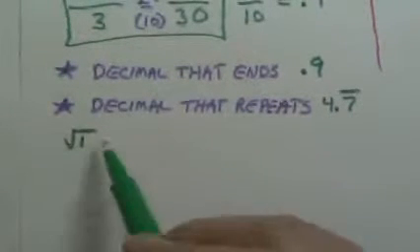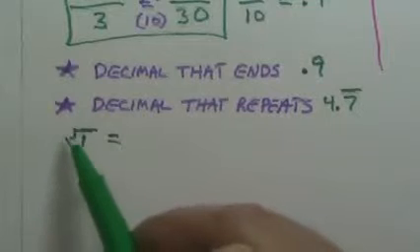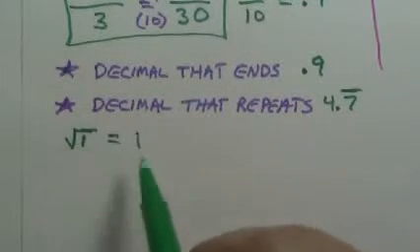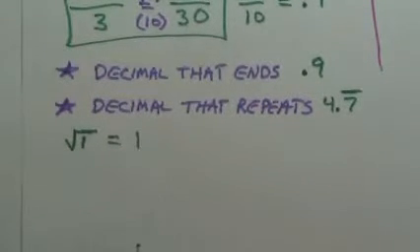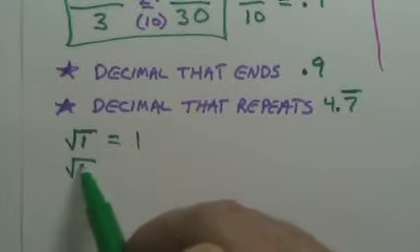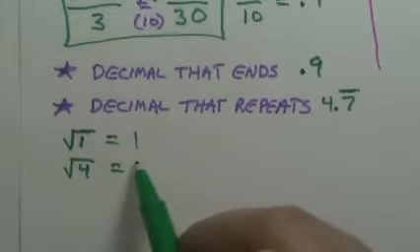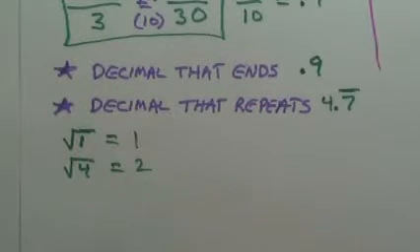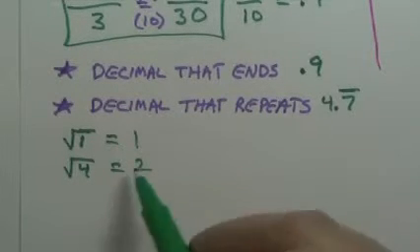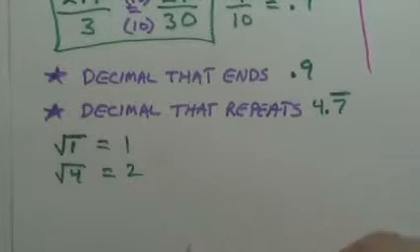There's also some square root numbers that are rational. For example, square root 1, remember by definition, square root 1 is 1. And 1 is a rational number, because I can put 1 divided by 1. All right, another one, square root 4. How much is square root 4? That's 2. 2 is a rational number. It's also an integer. All integers are rational numbers.